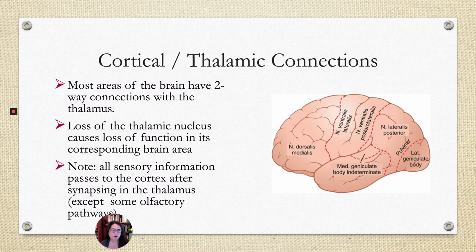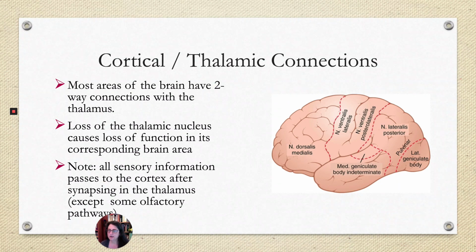Most areas of the brain have their own favorite thalamic nucleus that they have two-way connections with, some of which we've already mentioned. For instance, for vision, we already know that visual afferents land in the lateral geniculate body and go to the occipital cortex, and there's also communication back to the lateral geniculate body from the occipital cortex, and also the VPL for the somatosensory cortex, etc.